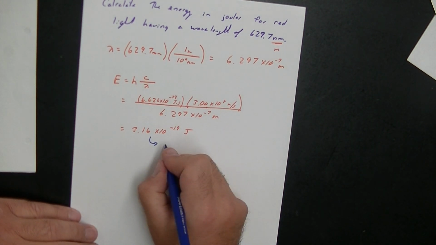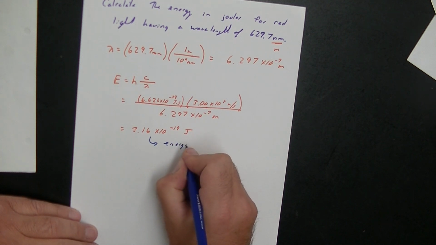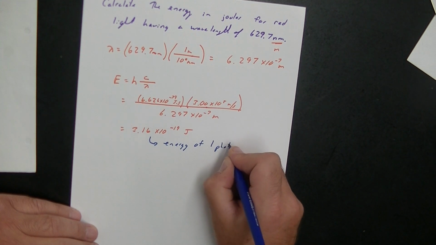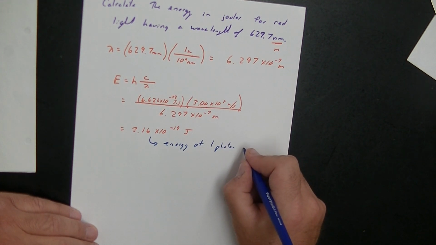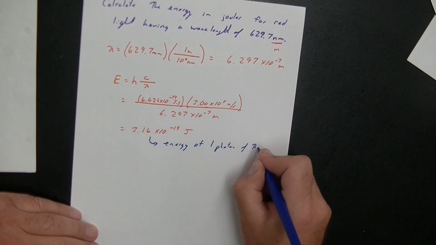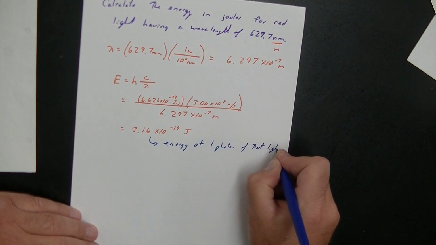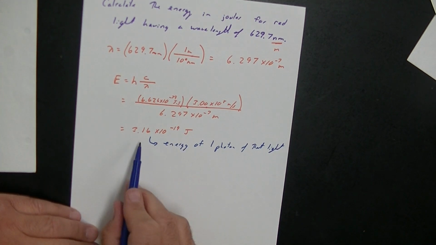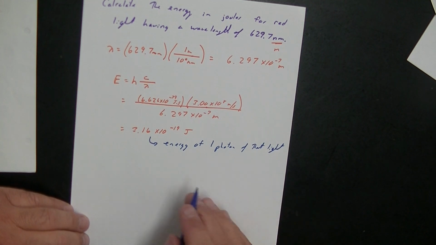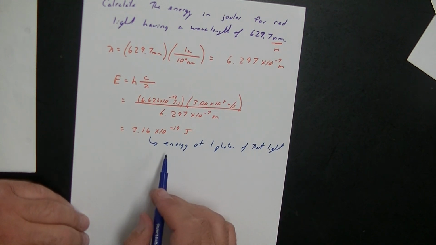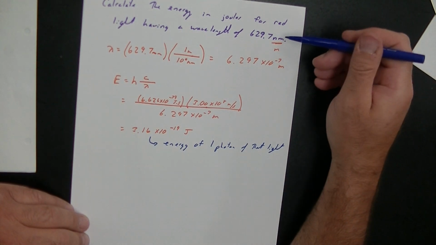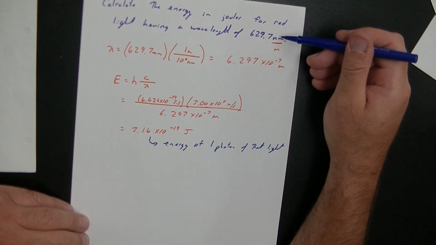This is the energy of one photon of that light. It's one photon. Okay, now, do we have one photon in that wave? No, there's lots and lots of photons. All right, so this would be the amount of energy in that red light of one photon.